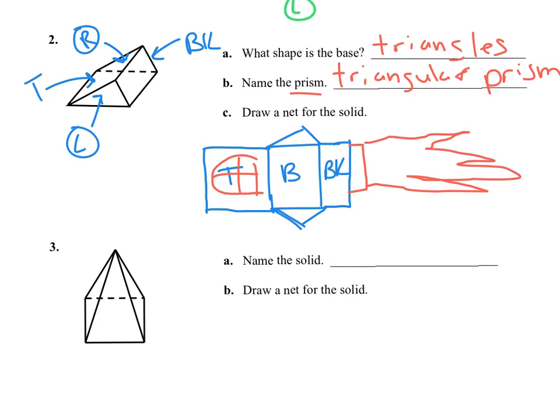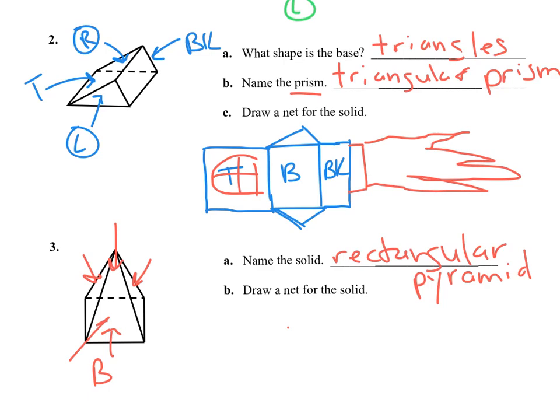Okay, number 3. On number 3, it says name the solid. Look at the base. What shape is the base? The bottom of the base is a rectangle or a square. We don't know if it's a square, so we'll call it a rectangle. So this would be a rectangular. So the first word, if you haven't figured it out by now, always names the base or the bases. Okay, so this would be a rectangular what? If you look at all the other 4 sides, you'll notice they are triangles. So this would be a rectangular pyramid.